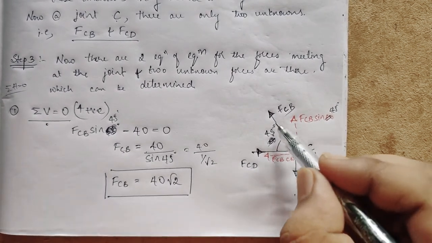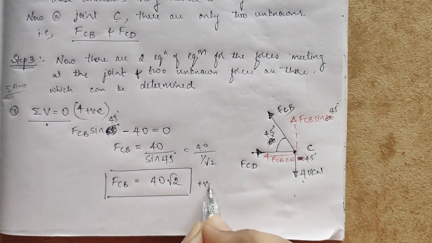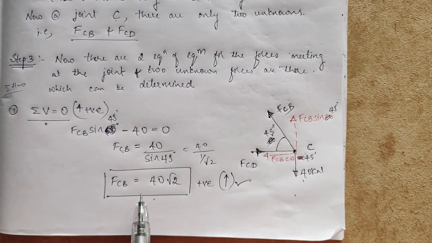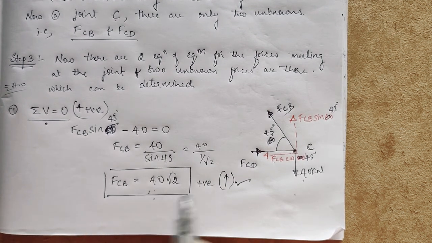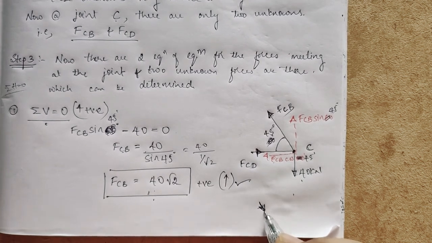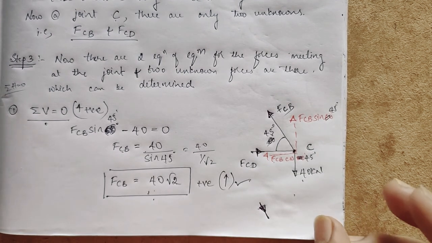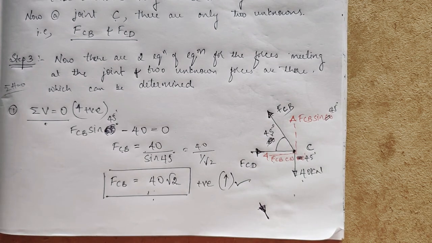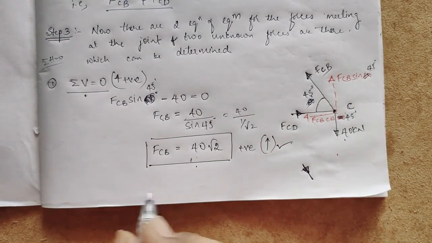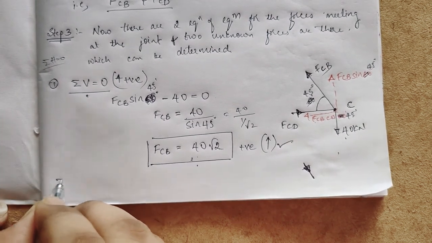So our assumption, what I took, that it is in upward direction, so it is positive. Our assumption is right. If suppose FCB came negative, if minus 40 root 2 came, what should we do? We should have taken this force in this way, that's all, and continue in the next joint. Okay, we found that FCB is 40 root 2. So before going to the next page, I'll try to solve here only because I have to show you again, right? So first one is done.